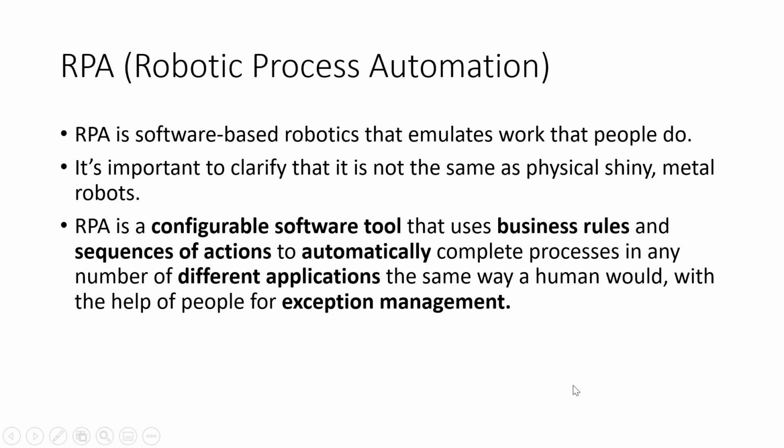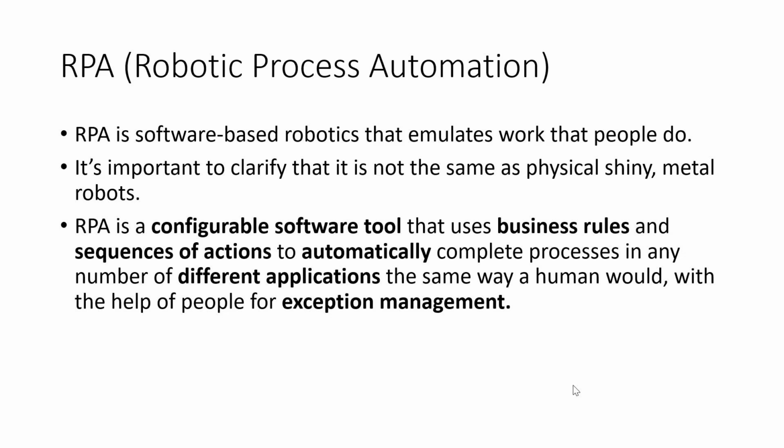So by definition, we can say RPA is a configurable software tool. We don't need to do coding. That's why we say configuring, right? Whatever we want to do, we just pull the activities and configure the relevant properties, so that we need not do any coding. It is that easy. So RPA is a configurable software tool that uses business rules. We mainly use this RPA tool for automating the business rules.